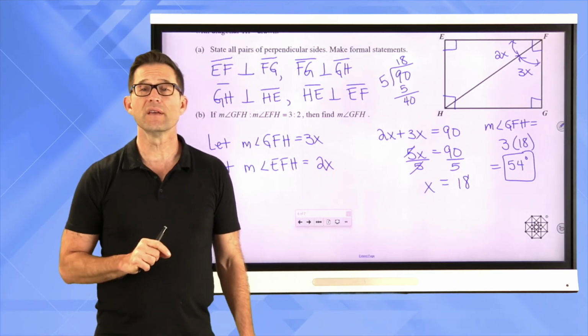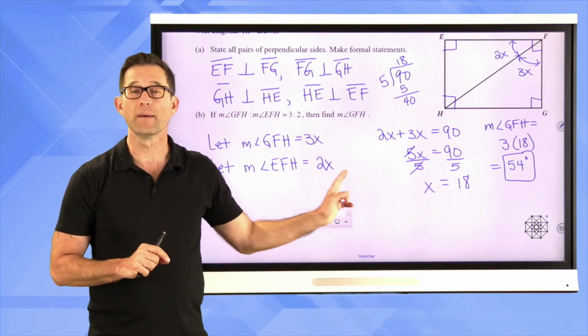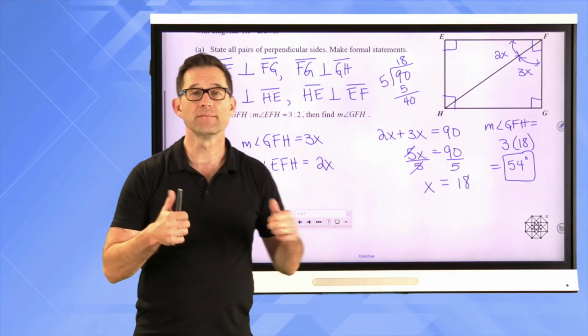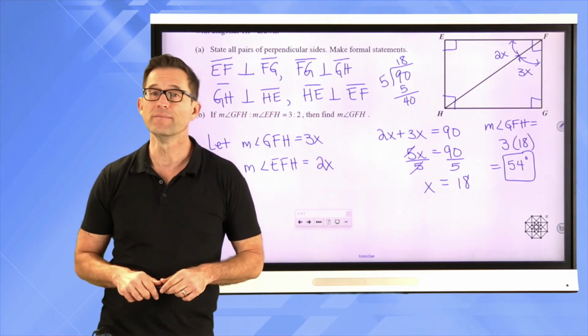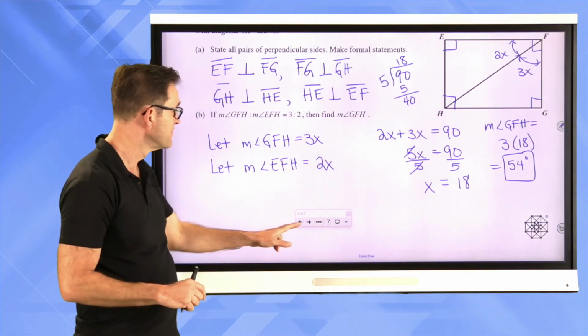I could easily check to see if I'm right by then taking the 18, plugging it in here. 2 times 18 is 36. 36 plus 54 is 90. Boom. I know I got it right. But they didn't ask for EFH, so I don't have to do that.